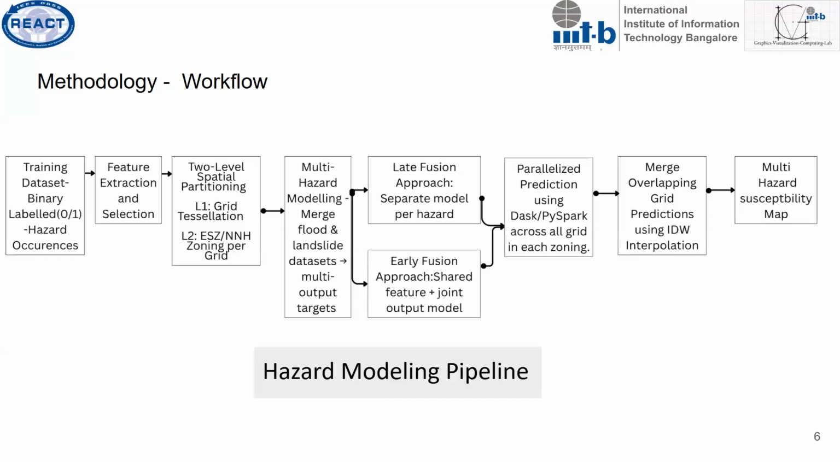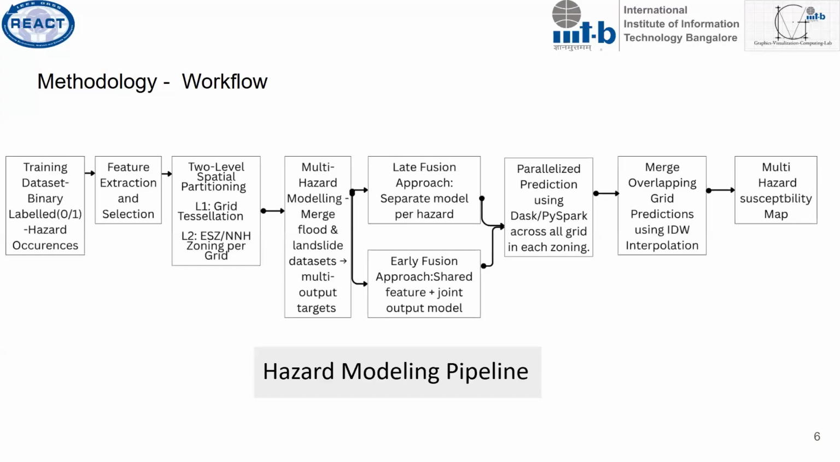So we are having a grid tessellation so that, to increase the speed in computation of the susceptibility values, and eco-sensitive zones or different zoning, NNH zoning, per grid we are doing so that spatial heterogeneity of the study area is considered, and we are not using one single model for the entire study area. And then we are doing the multi-hazard modeling.